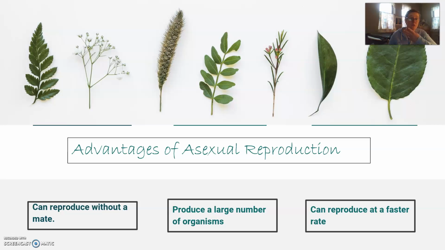It also doesn't have to reach sexual maturity typically, like sexual reproduction organisms do. They are just able to reproduce when they feel the need and when the time is right, and if their environment is at a space that they're happy with and are able to reproduce. So those are some advantages of asexual reproduction.